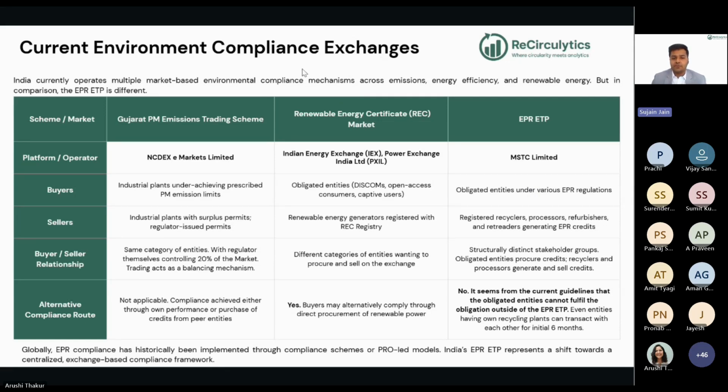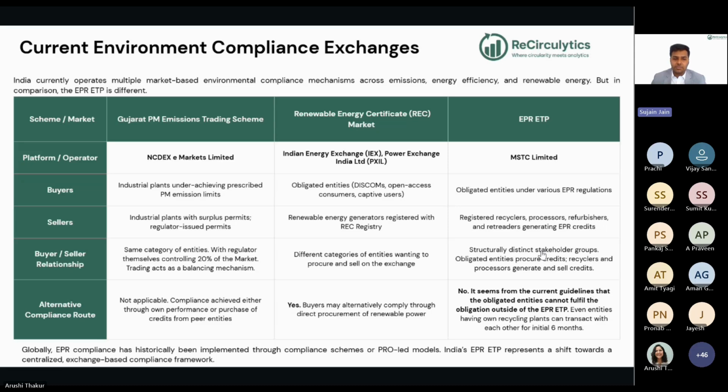So what we have tried to do is take two different types of trading platforms which are environment related and which are currently operational. There is the Gujarat Particulate Matter Emissions Trading Scheme, which is operated by NCDX, and then there is the renewable energy certificate market, that is the REC market, and we have compared them with the EPR ETP.